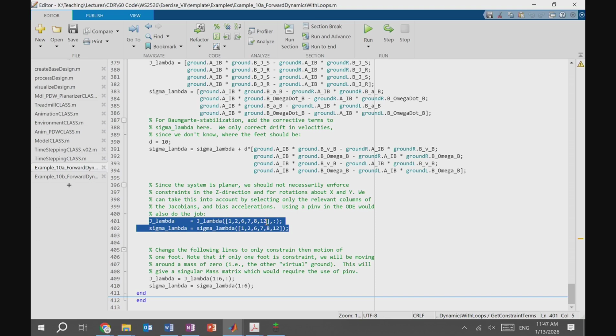The first two are the translational motions, and the sixth is the rotation around its third axis. Exactly. Sorry, you just said the keyword I was looking for.